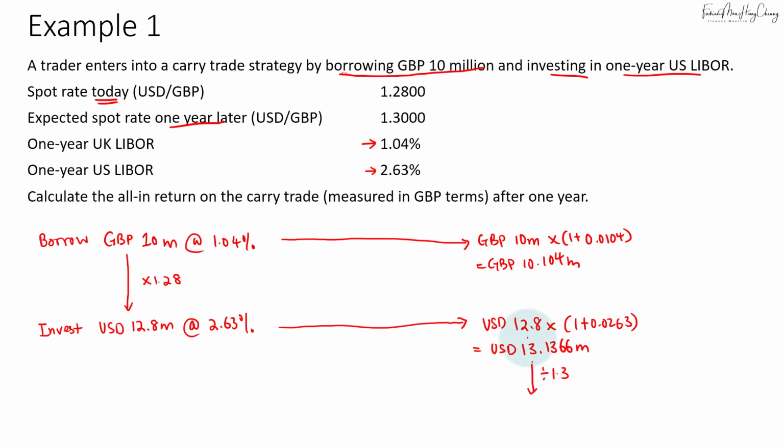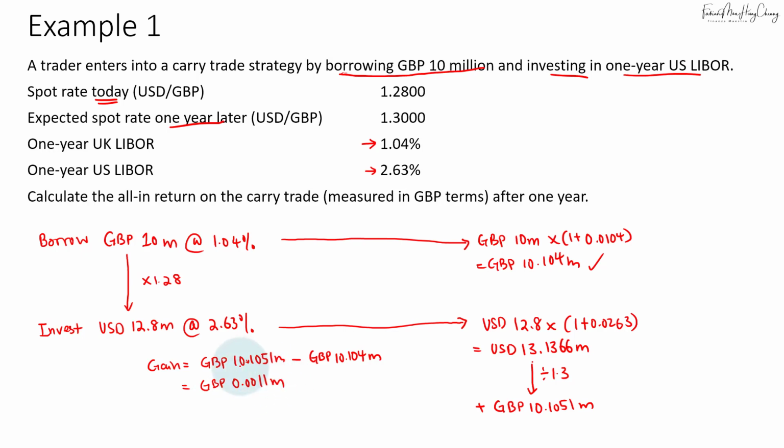Taking 13.1366 divided by 1.3, the converted amount in pounds will be 10.1051 million. So this is how much your investment will be worth, and this is how much your debt will be. So what's your gain in this? Your gain from this position, in pounds, is 10.1051 million, which is how much your investment is worth, minus your cost of borrowing, which is 10.104 million. So net, in pounds, this will be 0.0011 million.